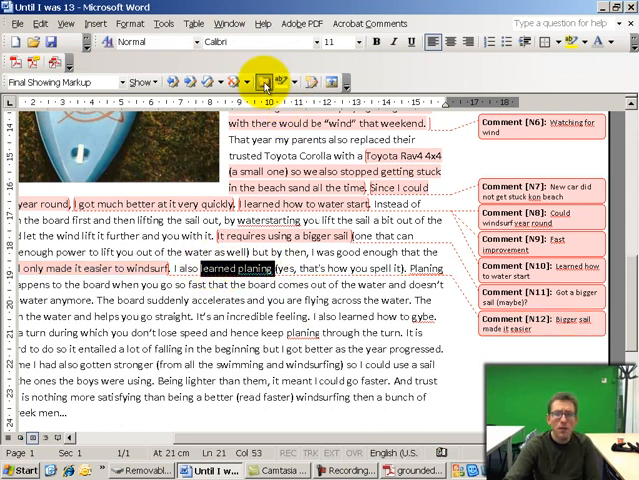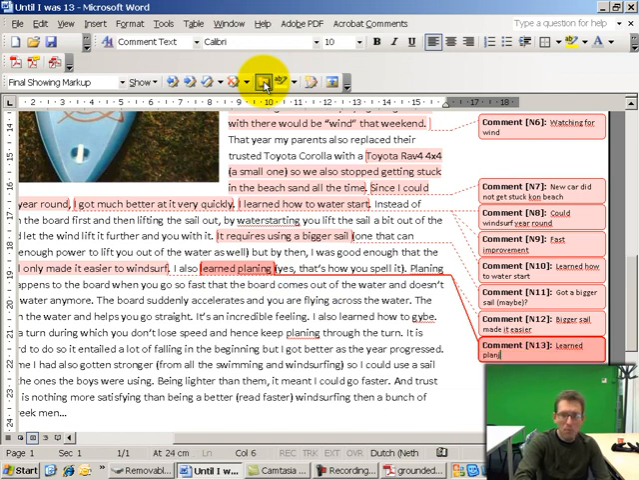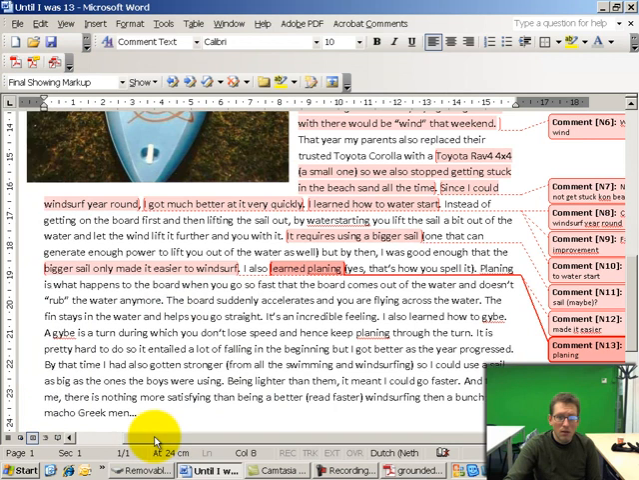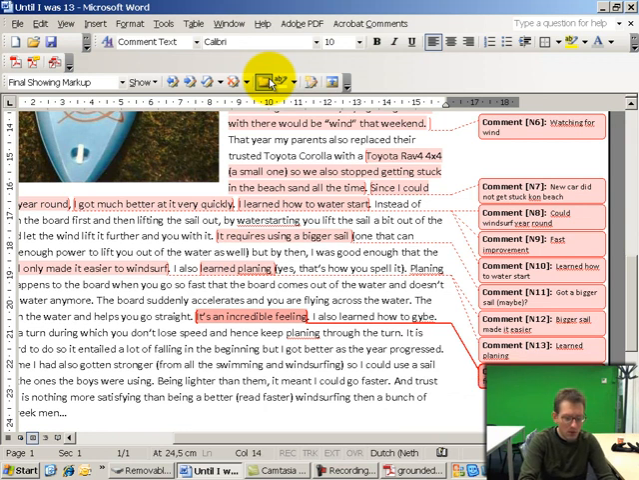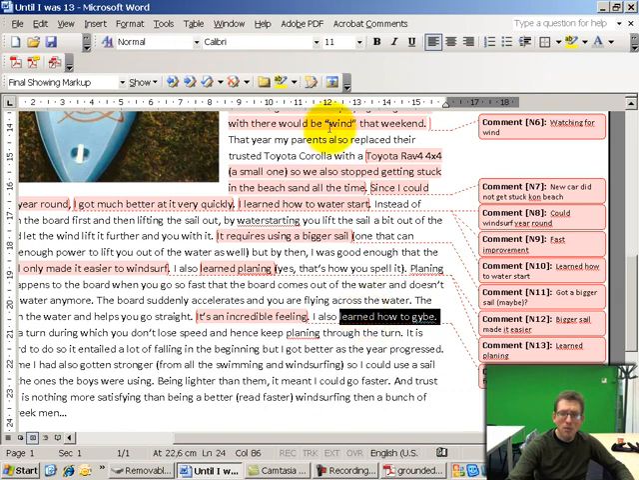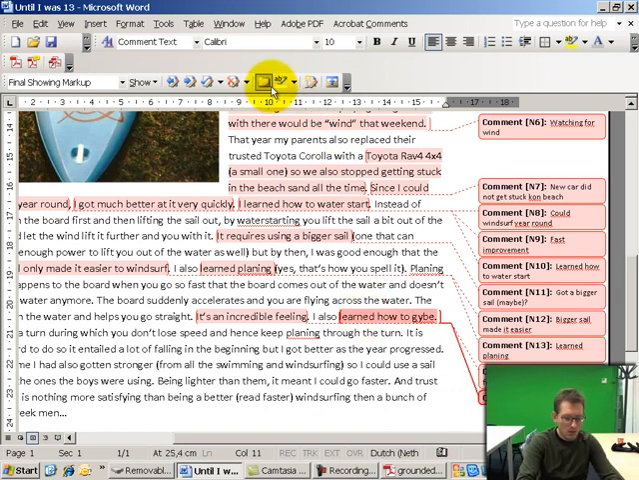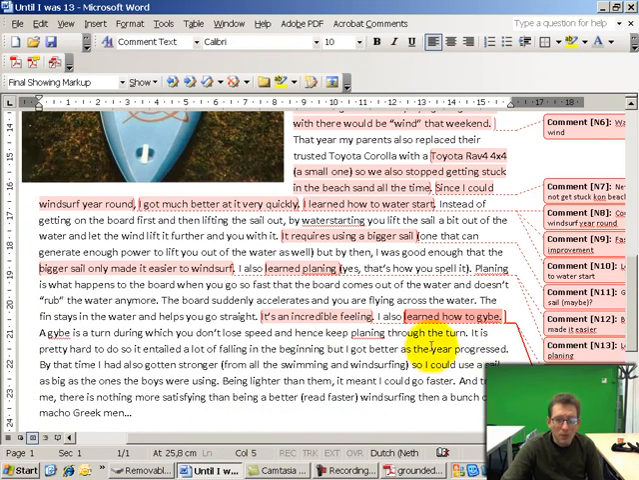Also learned planing. So, learned planing. Another explanation of planing, and then she says that it's an incredible feeling. Whenever you have feelings or emotions, it's usually going to be related to something you're looking for. Maybe I just think that because I'm an emotion researcher, but okay, this looks important. Incredible feeling, learned how to jibe. Explanation of jibing.